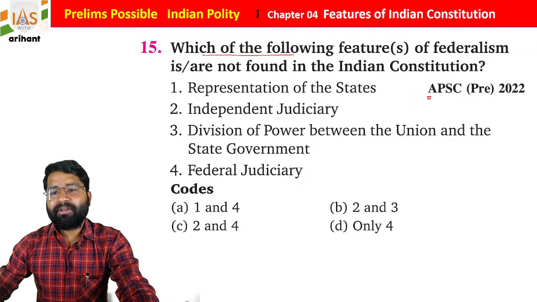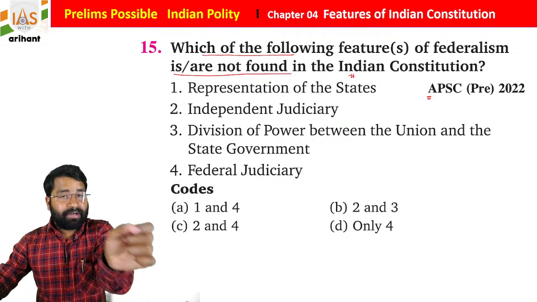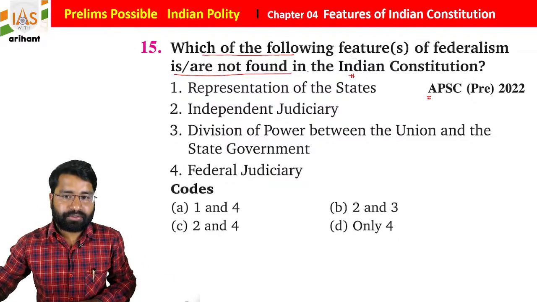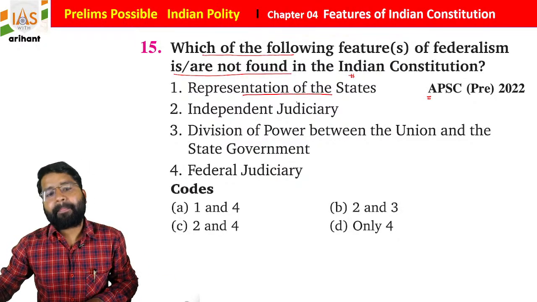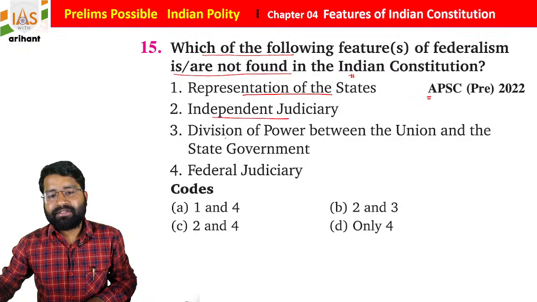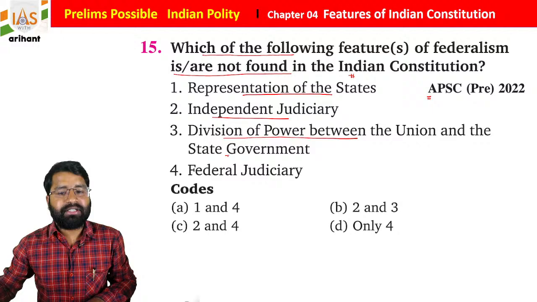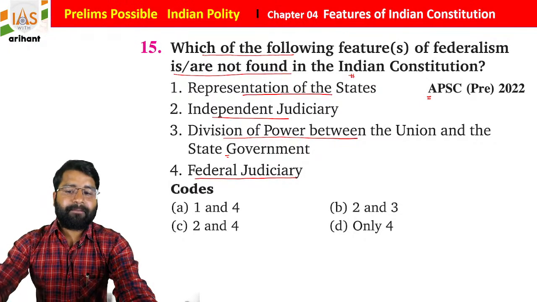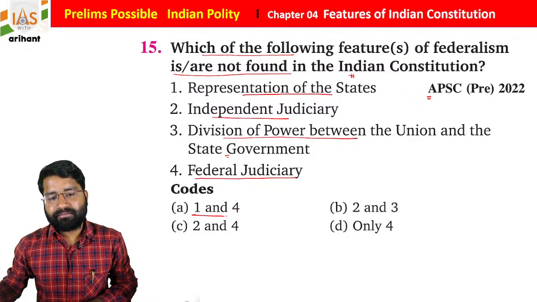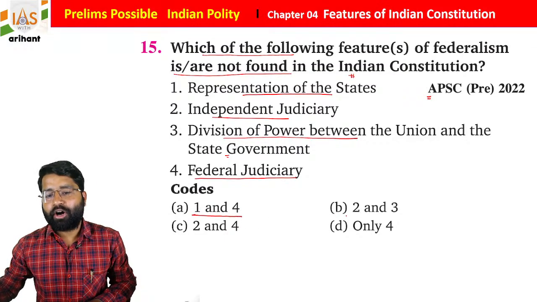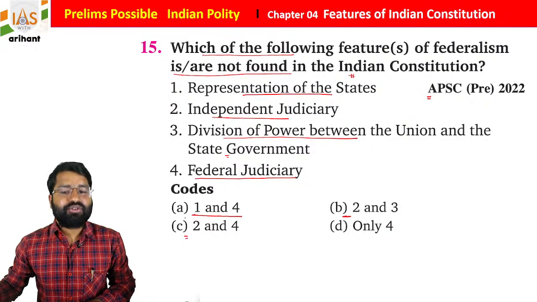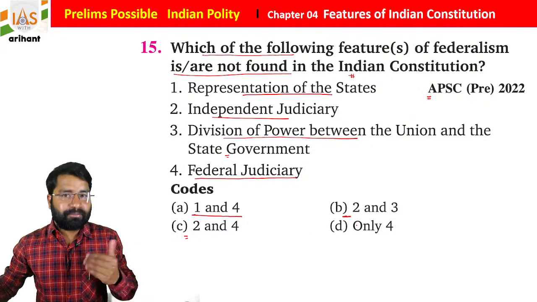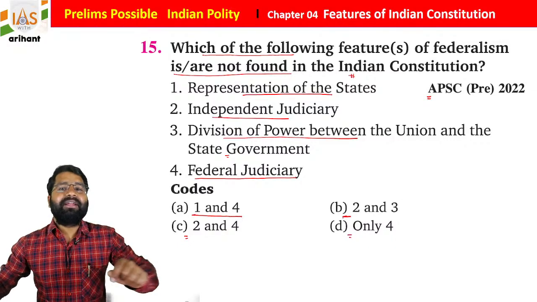Which of the following features of federalism is not found in the Indian Constitution? The features are: representation of the state, independent judiciary, division of power between union and state government, and federal judiciary. Now, which is not found in the Indian Constitution, and you have to choose it. Option A says 1 and 4, option B 2 and 3, option C 2 and 4, and D says only 4, students.